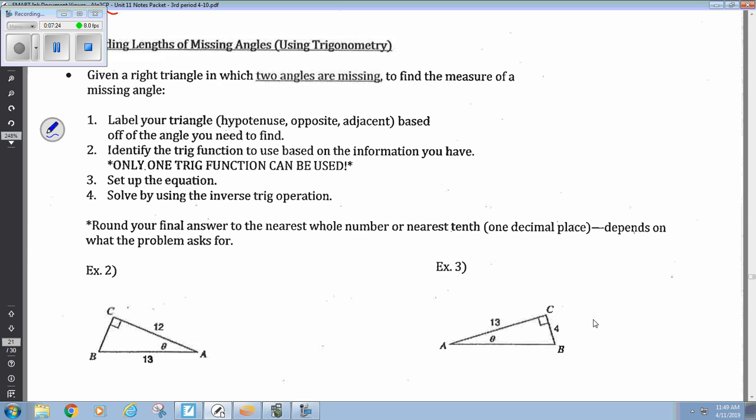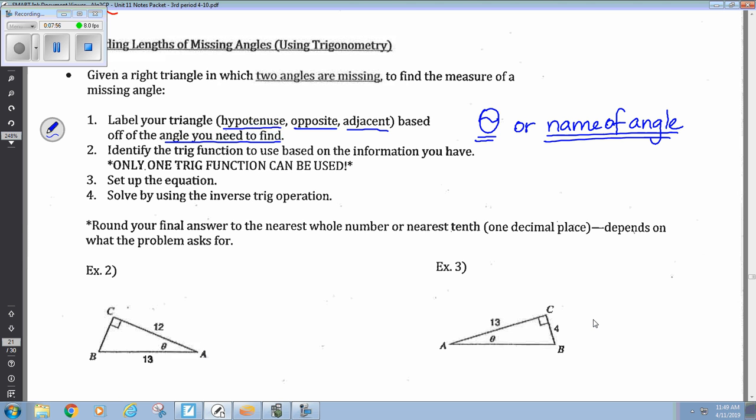First, label your triangle. Hypotenuse, opposite, adjacent, based off of the angle that you need to find. So this is important. Whatever angle you're being asked to find, you're either going to see theta, or you'll be given the name of the angle they want you to find.